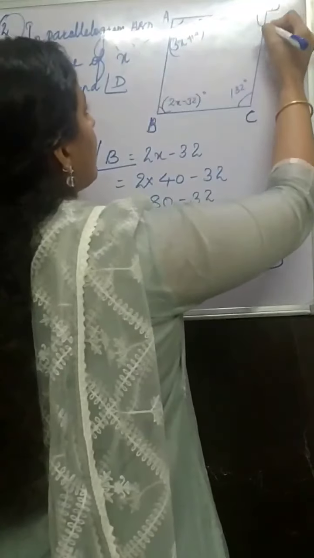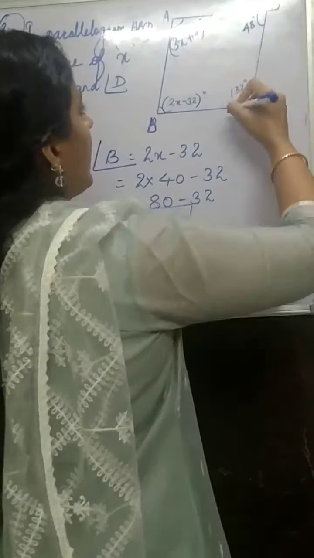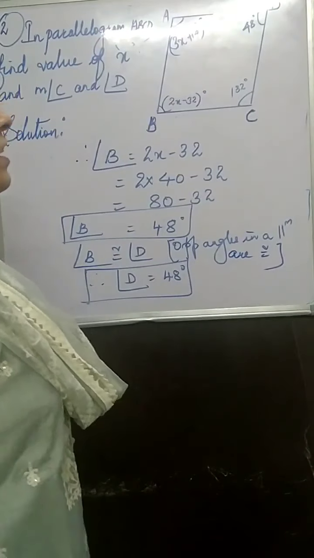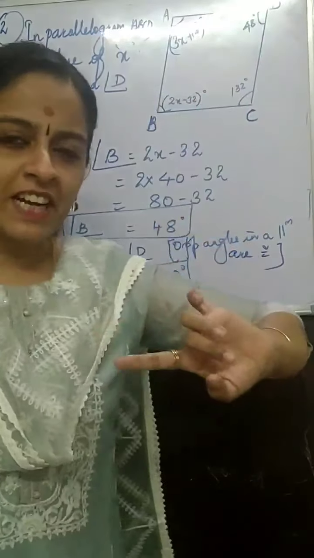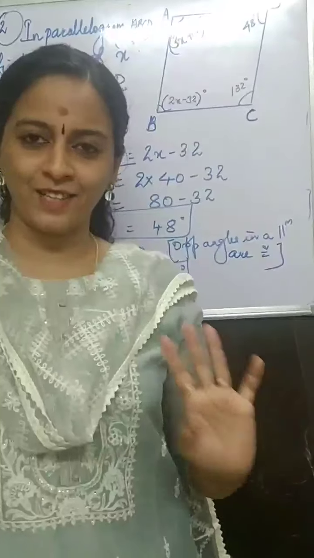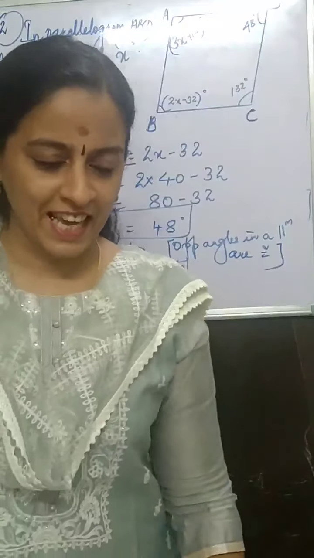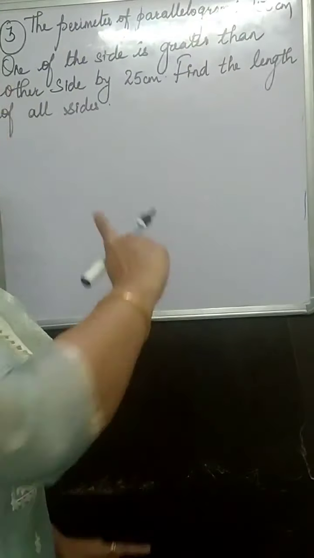So, D we got 48. Add the two and see, we are getting 180. That means we are correct. So this way we have solved the second sum. Go on to the third sum.